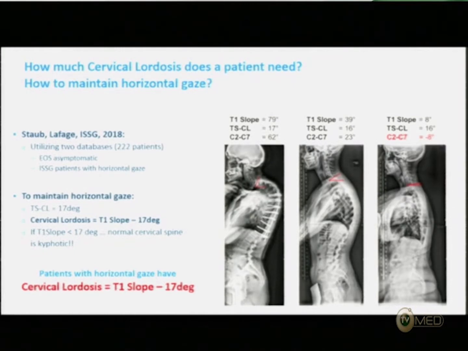So to maintain a horizontal gaze, you need to make sure that the cervical lordosis is proportional to your T1 slope. Remember, in the first talk, we talked about lordosis versus the orientation of the pelvis. It's exactly the same. The cervical curvature should be proportional to the slope of T1.